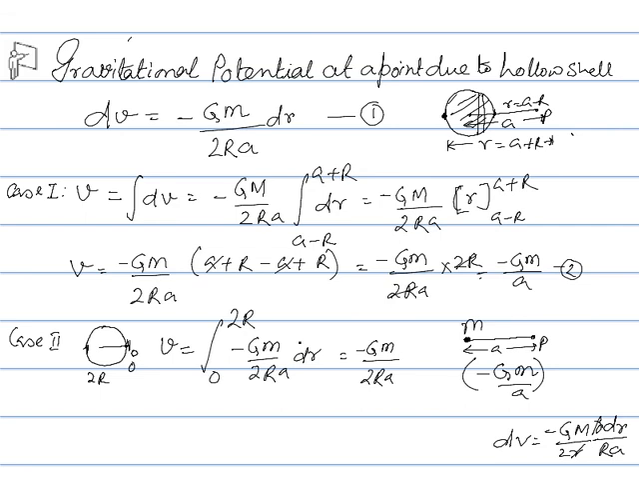Integration of dr is r, putting the upper limit 2r, and here the distance of this point from the center of this shell is small a. Small a is nothing but r, that is minus Gm by a, that is minus Gm by r. So this is equation number 3. So therefore potential on the surface of this shell because of this shell is also minus Gm by r, which is a constant. Potential at every point on the surface of the shell is constant.